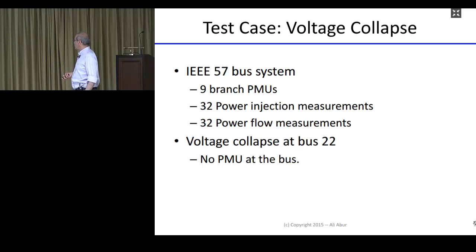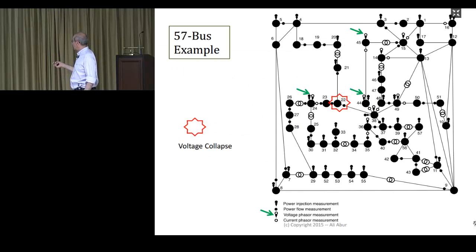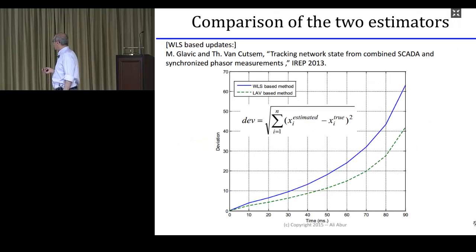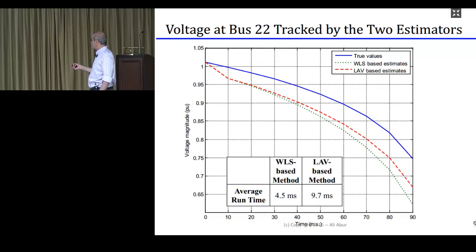So, we tried both, and we created a collapse scenario like this. Here in this system, the voltage collapses here, and we don't have any PMU at this bus where the voltage collapses, but we have PMUs at buses nearby. With that, if you compute the mean squared errors, or the deviations with respect to the true state, LAV performs slightly better than using WLS. And also, if you look at the actual trajectory of this voltage drop, this is the true trajectory. Using LAV, which is shown in red, you do slightly better than if you used weighted least squares.